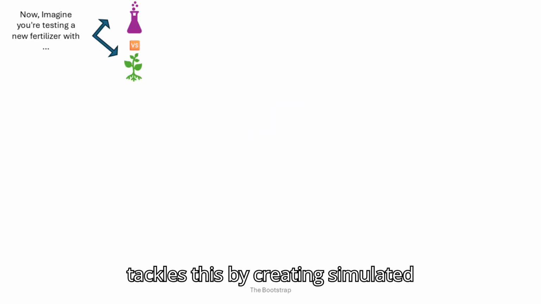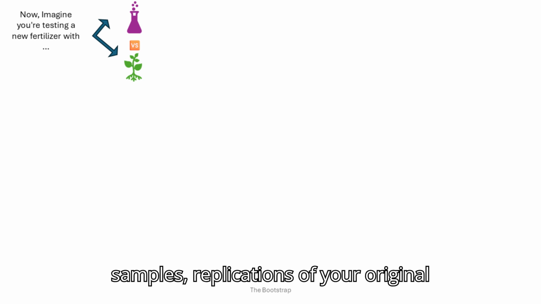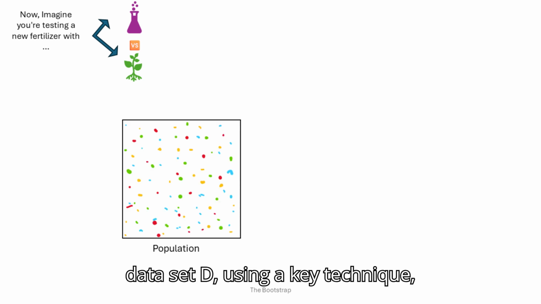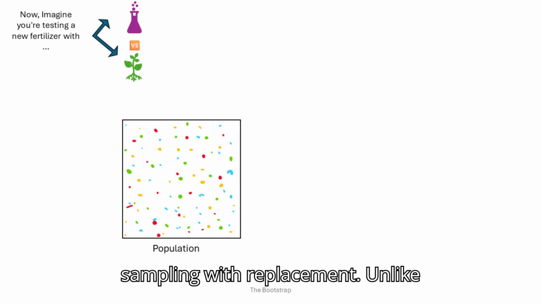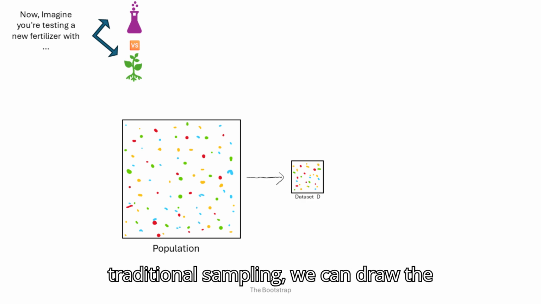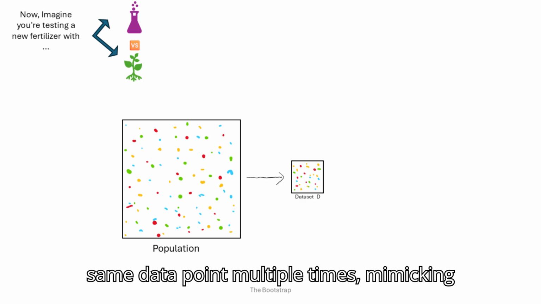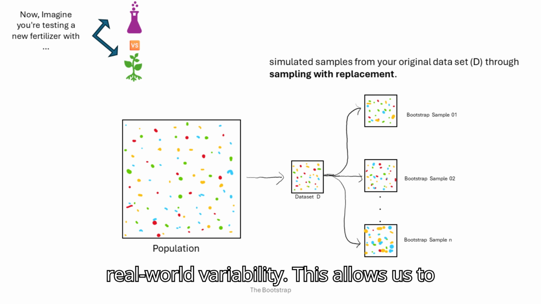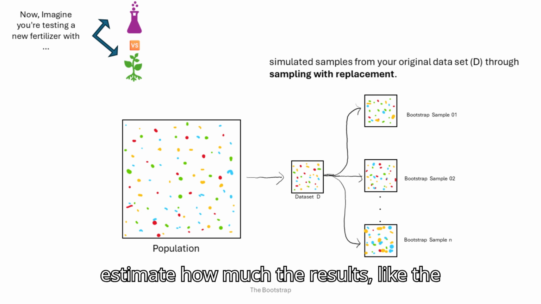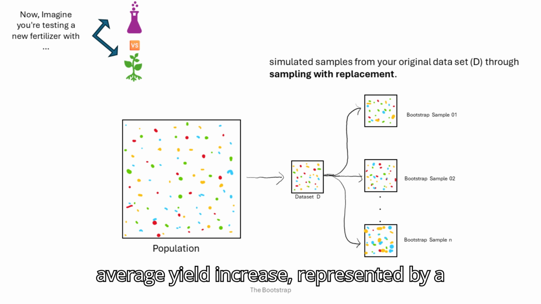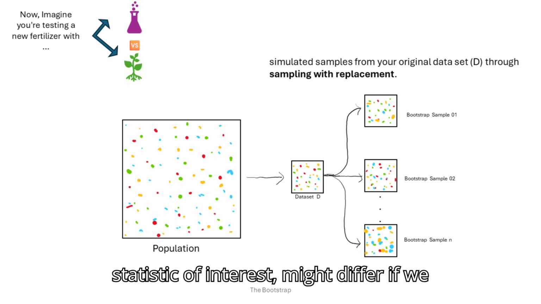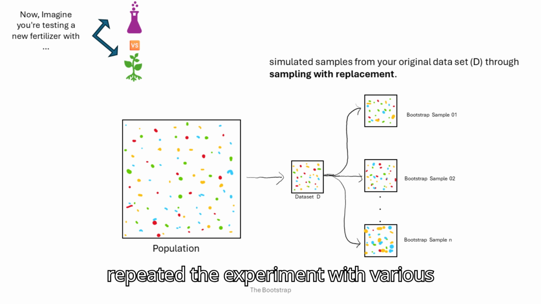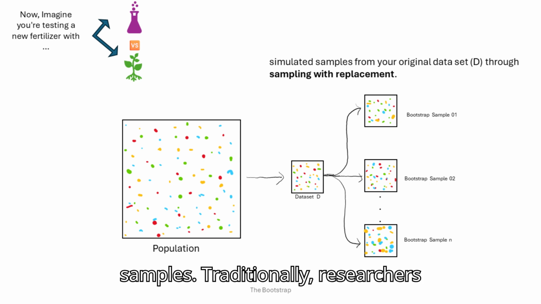Bootstrap tackles this by creating simulated samples, replications of your original dataset D using a key technique, sampling with replacement. Unlike traditional sampling, we can draw the same data point multiple times, mimicking real-world variability. This allows us to estimate how much the results, like the average yield increase, represented by a statistic of interest, might differ if we repeated the experiment with various samples.